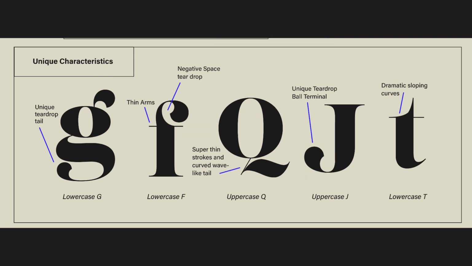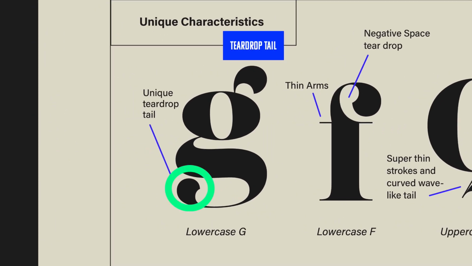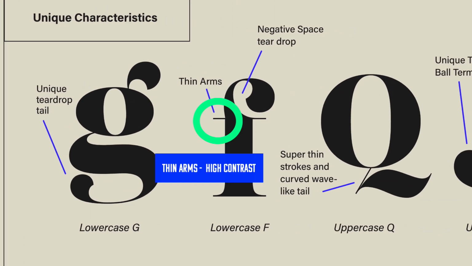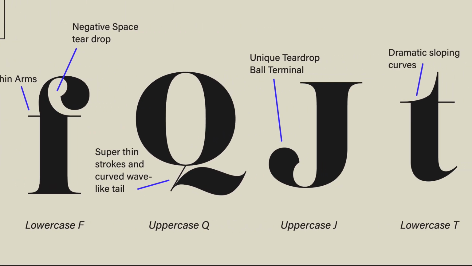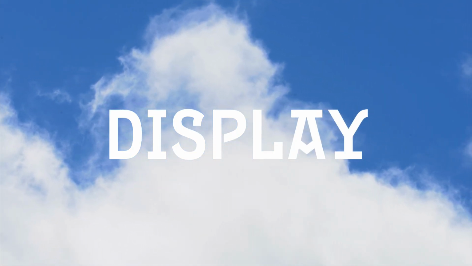So let's take a look at the unique characteristics. This lowercase g on Lust has this unique teardrop tail. It has these super thin arms, which makes it a wonderful display typeface. And display typefaces are just headlines, larger type. You don't want to use this as small, tiny body copy because all these details get lost when the typeface is used very small. A lot of the typefaces that we'll go through in this lesson will be display typefaces, best used at a little bit larger size.